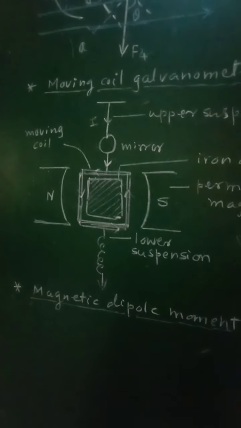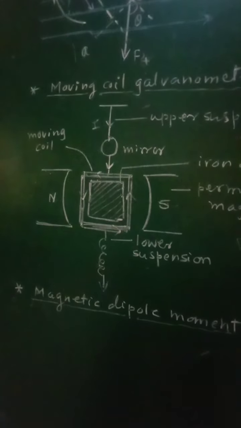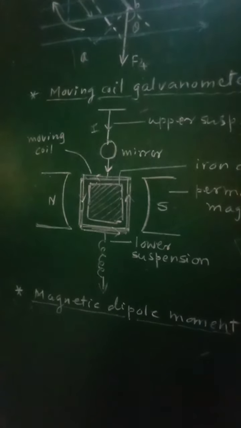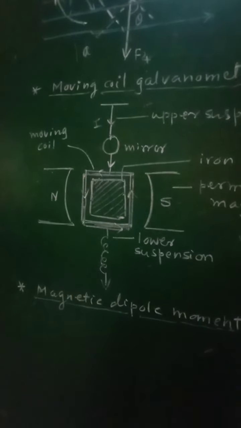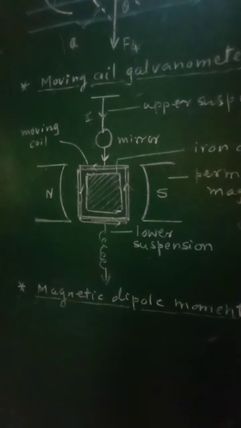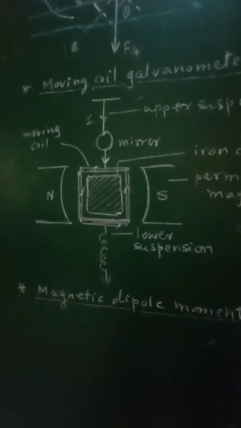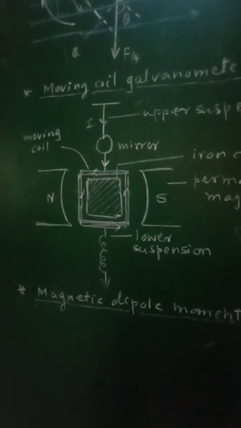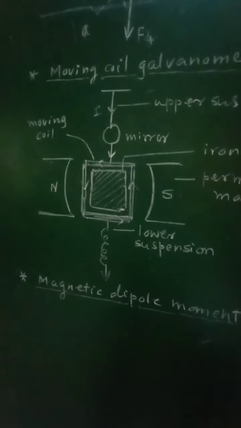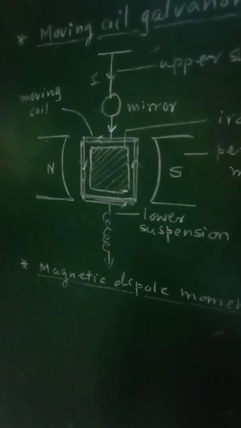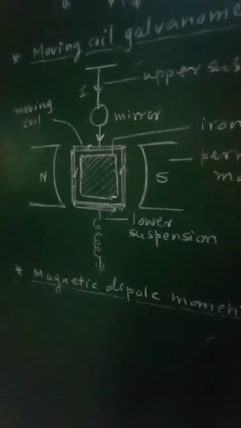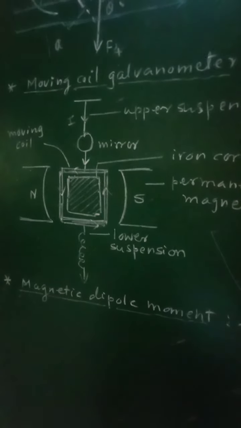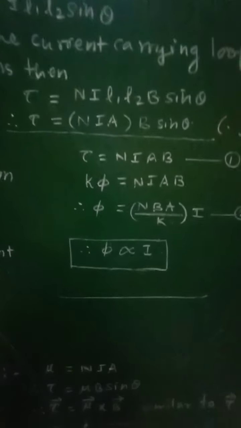Now a soft iron cylinder core makes the field radial and strong. So that iron core will make the magnetic field radial as well as strong. Then the coil rotates due to the torque acting on it as current flows through it. As current is flowing through the coil, it will be acted upon by a torque, and hence due to that torque there will be deflection of the coil. The coil will get deflected between the two strong pole pieces of the magnet.